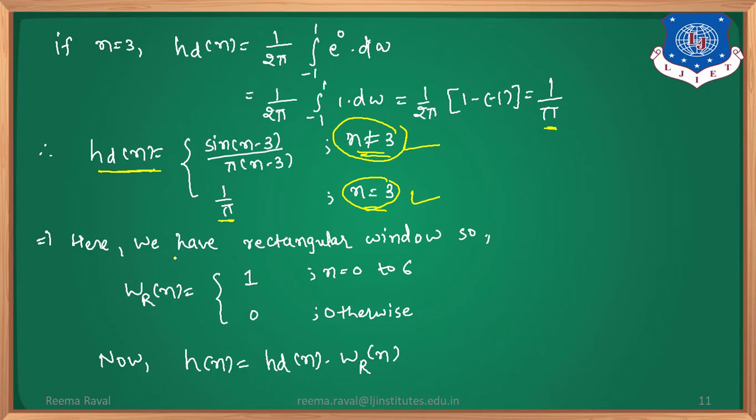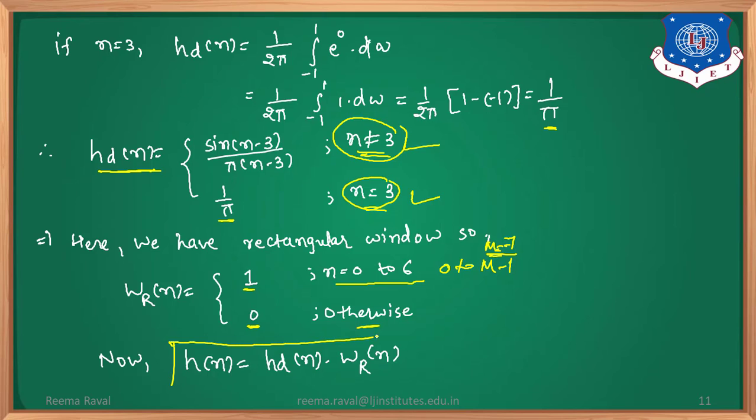Now here we have a rectangular window, and as we have seen in the previous table, the function of the rectangular window is wr of n equals 1 in the interval 0 to M minus 1. That is, according to the standard formula, it is 0 to M minus 1, and we have taken M equals 7 here. So we'll have the range n equals 0 to 6, and the value of this rectangular window function is 0 outside this range.